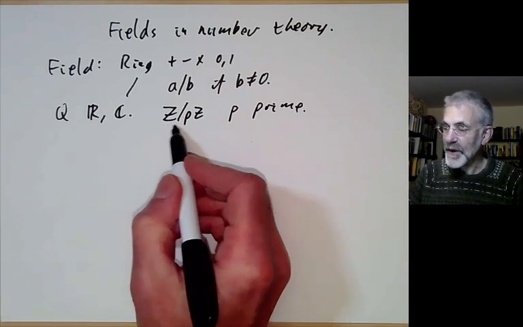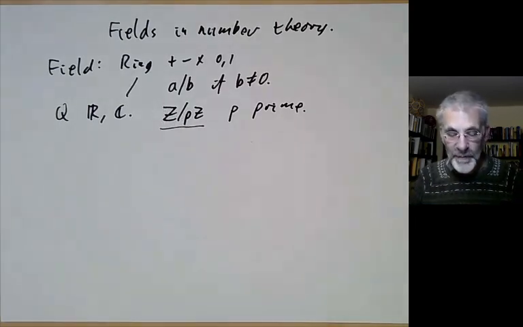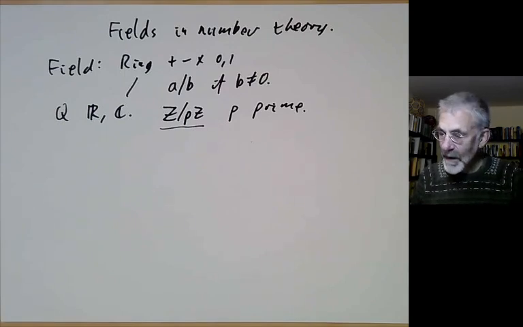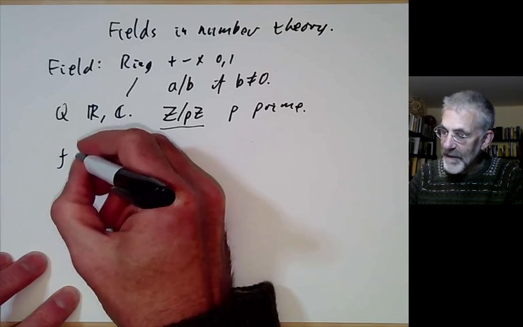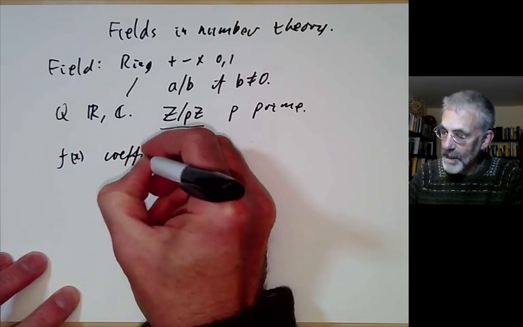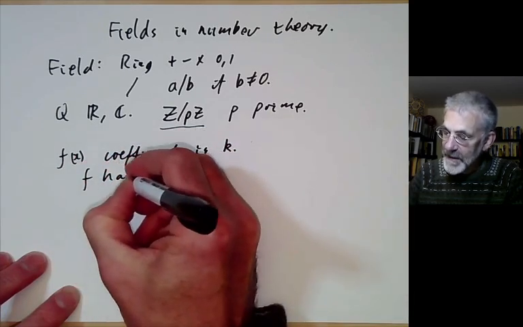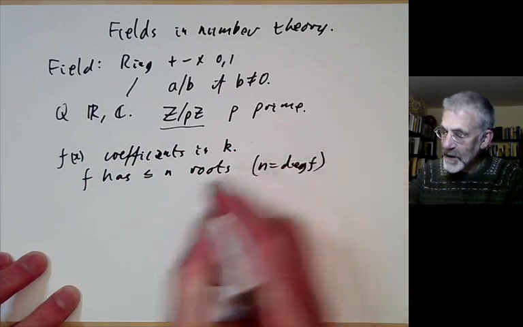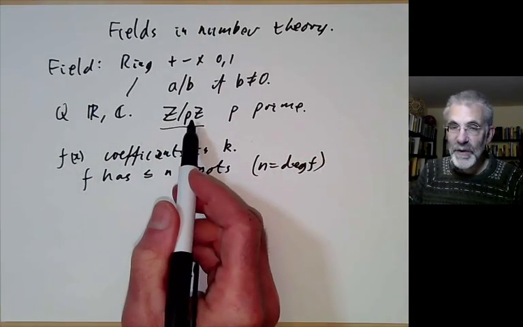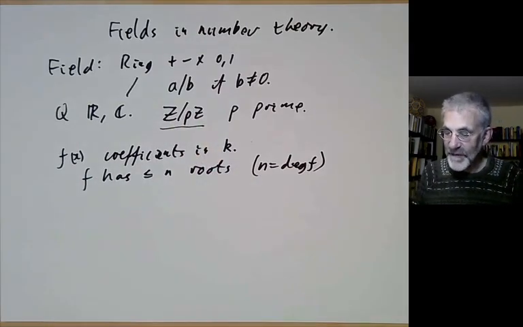What we're going to do is to generalize several of the theorems we've proved about this field, the integers modulo p, to more general fields, or sometimes just more general finite fields. We recall that over any field, if we've got a polynomial f(x) with coefficients in a field k, then f has at most n roots, where n is equal to the degree of f. We proved this earlier for the field of integers modulo p, and the only property we used was that this was a field, so this works fine for any other field.